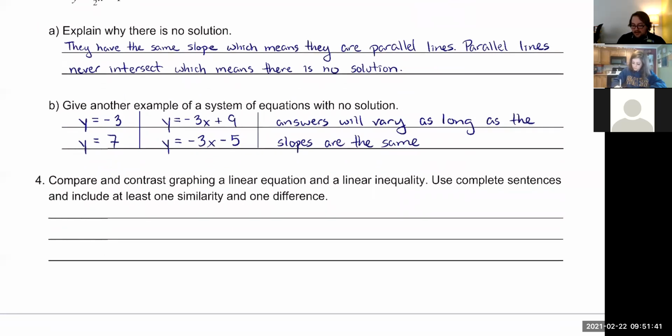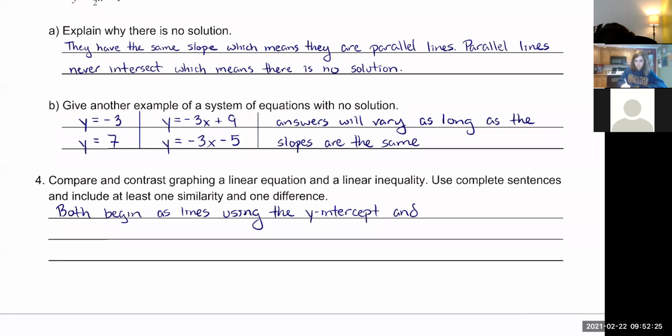Our last example here, or actually it's just a request, and that is to compare and contrast graphing a linear equation and a linear inequality. Use complete sentences, include at least one similarity, one difference. So I'll help you out with this one. First off, we graphed both of them as lines. Is that correct? They both started off with a y-intercept. We used the slope. So I would say they both begin as lines using the y-intercept and slope.